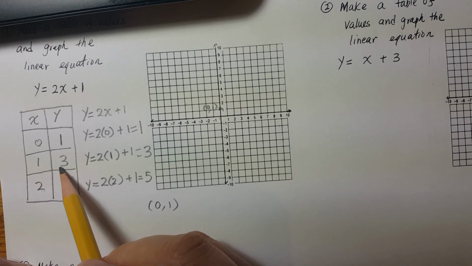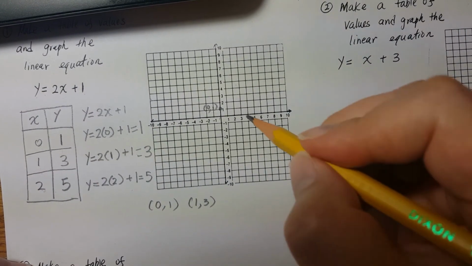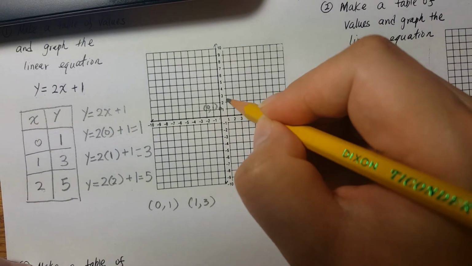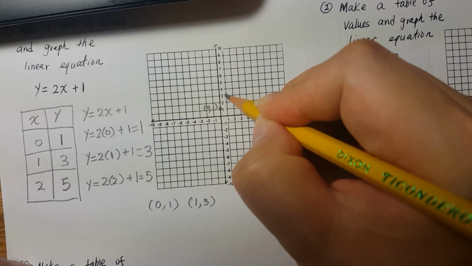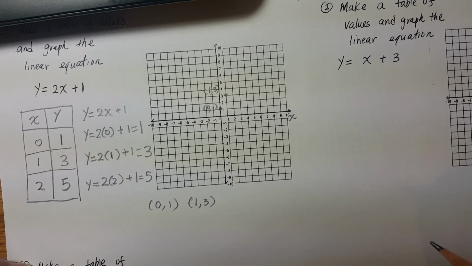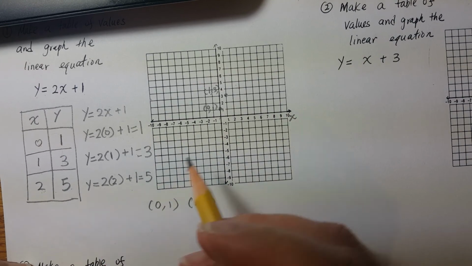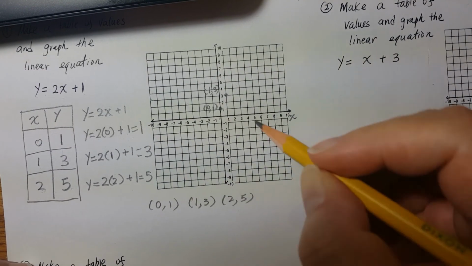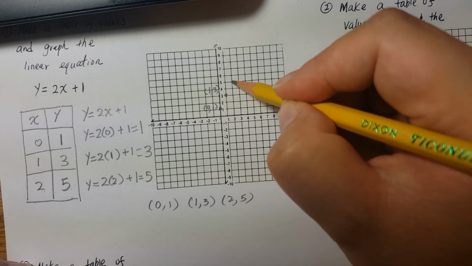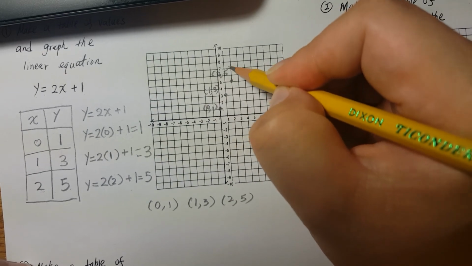Now you have 1, 3. So you go to the x-axis, you go to 1, and you go up 3. Then you put a dot over here, and this point is 1, 3. Then you go to the 2, 5. So now you go to 2, see, this is 2 over here, and you go up to 5. So this point is 2, 5.